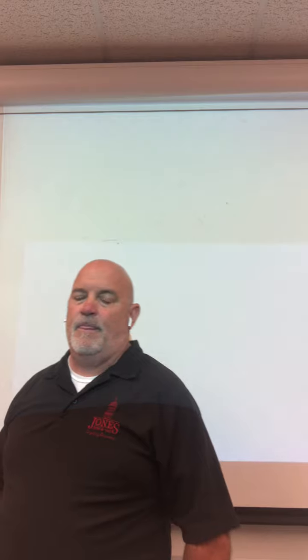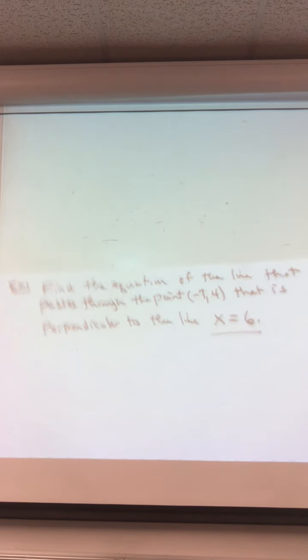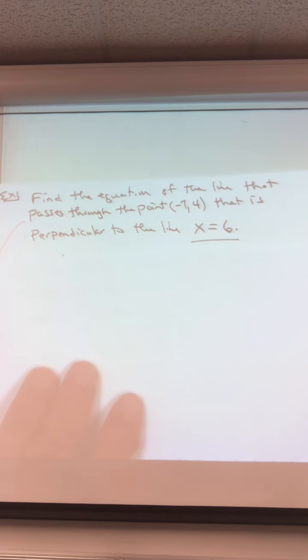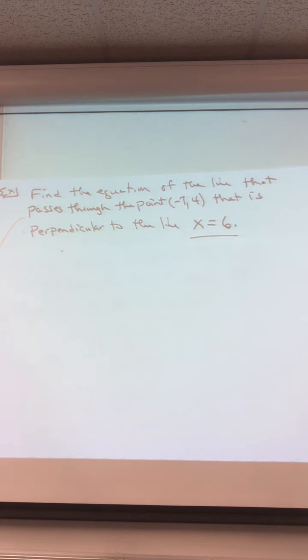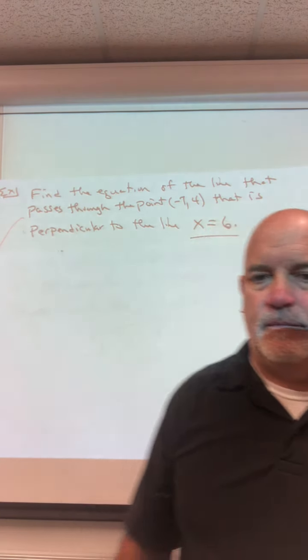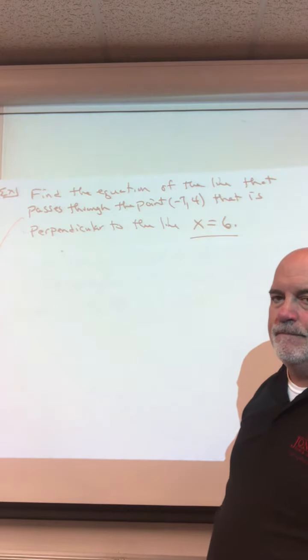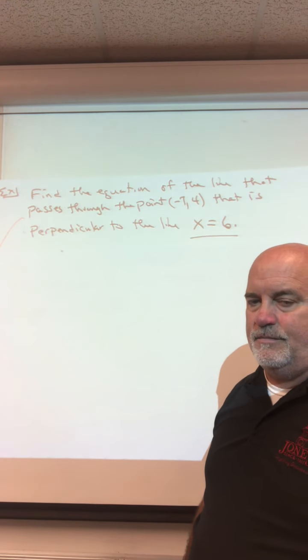All right, 2 more examples, and these are going to go a lot quicker. Write this one down. Find the equation of the line that passes through the point negative 7, 4 and is perpendicular to the line x equals 6.